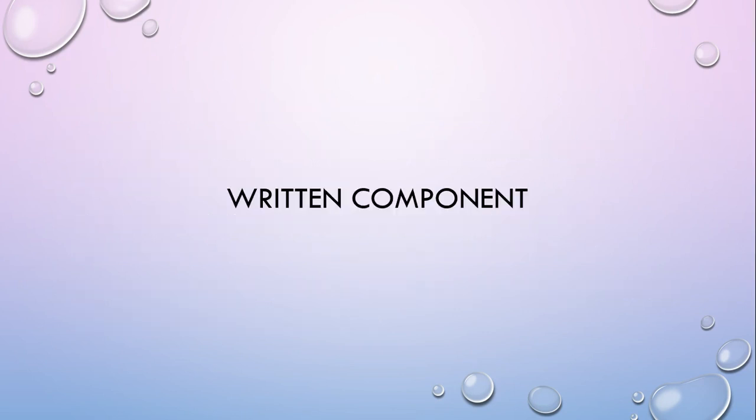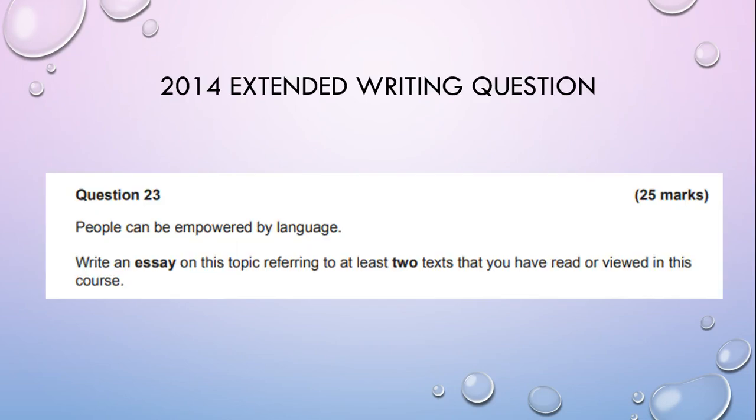Alright, moving on. So in the written component, let's look at how exactly you cite text when you're writing an essay. This is an example of a past year exam paper, and this is the 2014 extended writing question. This question is question number 23. It counts for 25 marks like all other essays, and this is what the question is.